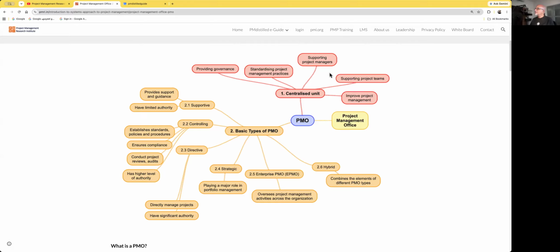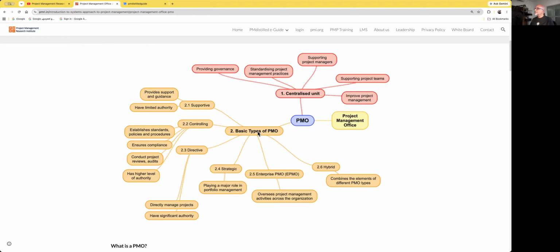And if there are major issues with respect to project management, if the PMO is a very good, competent PMO, they can support the project managers as well. And overall, they help to improve project management within the organization.